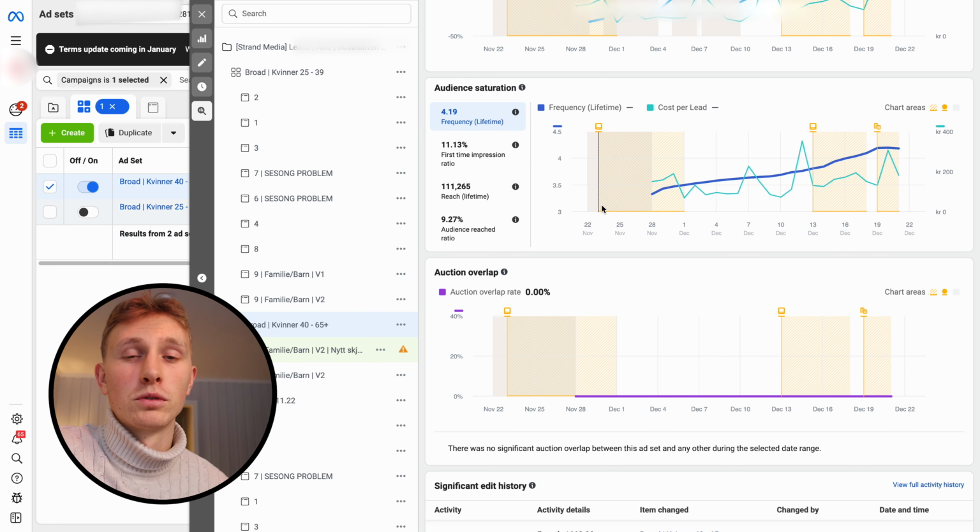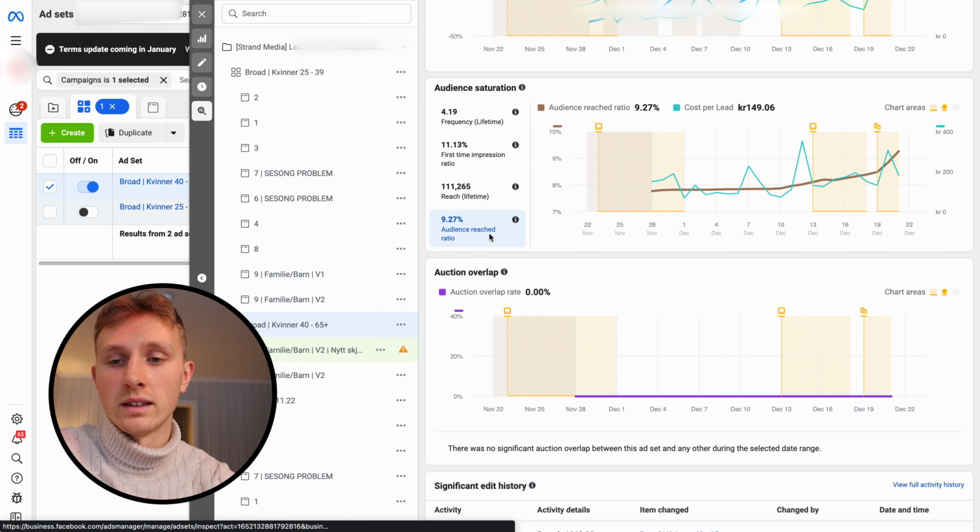Obviously, if you're targeting a really broad audience, it's going to take longer before the frequency gets high and before you're experiencing audience saturation, because there's so many people. And also your budget level is going to be a factor that plays into how quickly and how long it takes before you might experience ad fatigue. But as you can see, there are some metrics you can look at here.